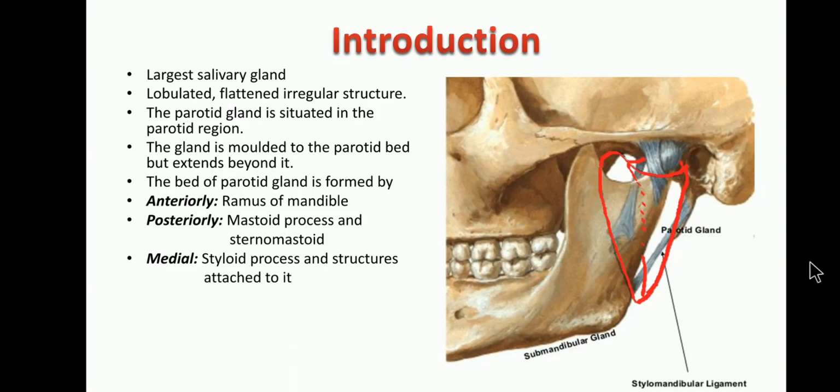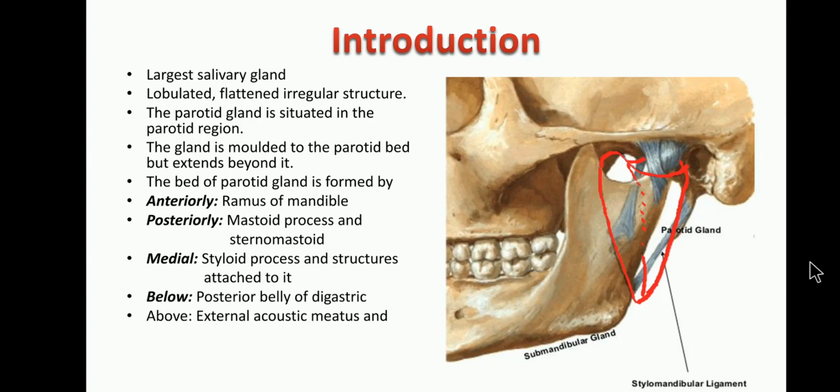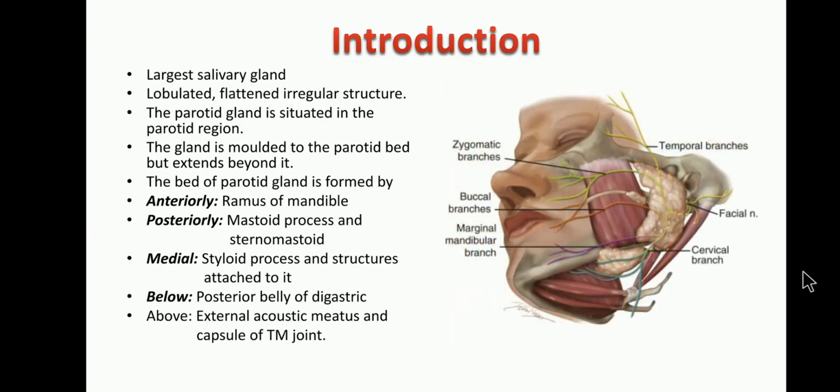So then below you have the posterior belly of digastric, and above, as I told you, the external acoustic meatus and the capsule of the temporomandibular joint. Below you are able to see the posterior belly of the digastric muscle, and the stylohyoid muscle is very much intimately related to it. So now we have understood the boundaries, or the structures forming the parotid bed.